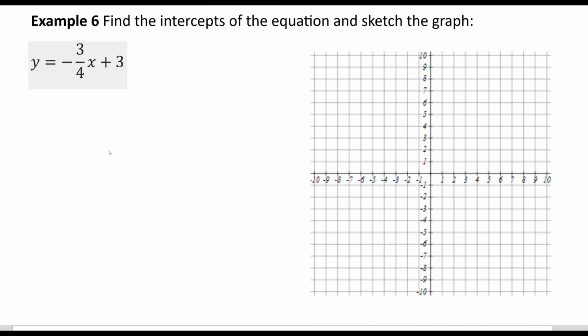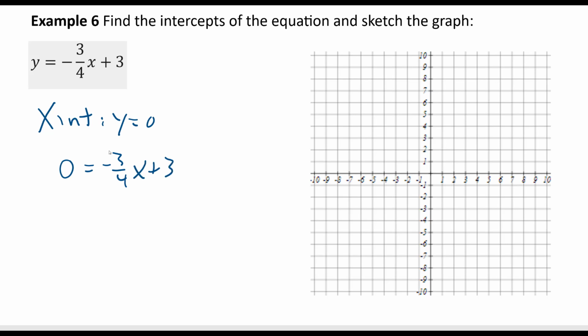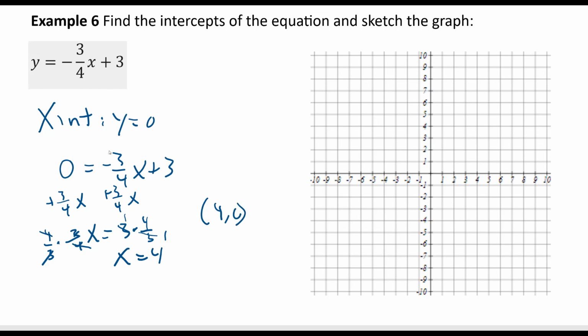So we have our x-intercept. It's going to be y equals 0. So we have 0 equals -3/4 x plus 3. I'll add 3/4 x to both sides. So 3/4 x equals 3. I'll multiply this by 4/3 to clear the fraction out. The 3's cancel, so x equals 4. So 4 comma 0 is 1 point.